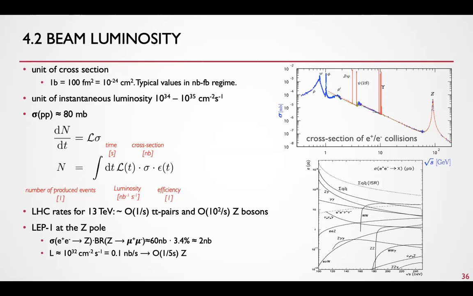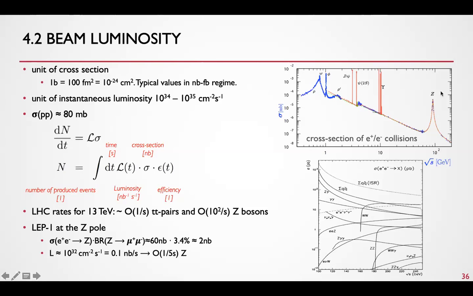The trigger is the logic that decides whether we record an event or whether we drop it. At an E plus E minus collider, it's not so important, because if you see something, you can record it. The cross-sections are so low that even at the highest luminosities, the rates are tolerable. While at the proton-proton machine, the 80 millibarn is such a large cross-section that at realistic luminosities of 10 to the 34, you get billions of events per second.